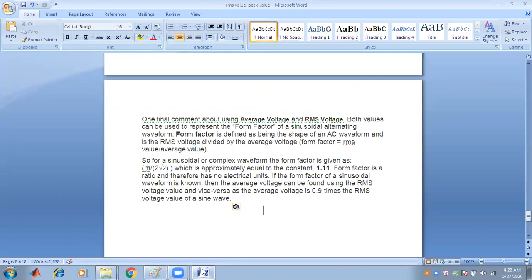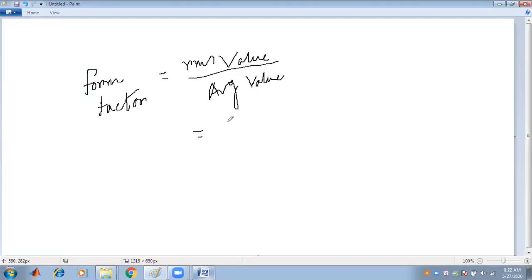So for a sinusoidal or a complex waveform, the form factor is approximately equal to a constant, 1.11. This is the ratio of the RMS value to the average value. Just put those values: the RMS value is 0.707 of VP, and the average value is 0.637 of VP. This is known as the form factor.